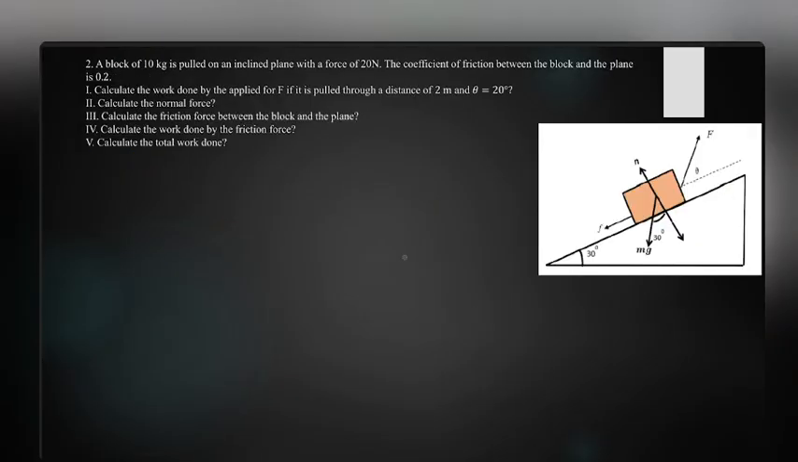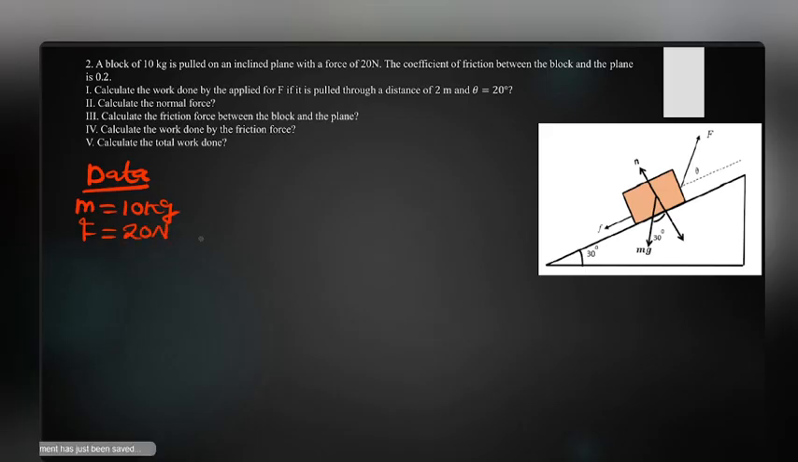Then we have our second question, which is question number 2. Question number 2 says a block of 10 kg is put on an inclined plane with a force of 20 newtons. So we'll collect our data here. So the mass of the block is 10 kg, which is being put on an inclined plane as shown on the diagram there, with a force of 20 newtons. So the force being applied is 20 newtons there.